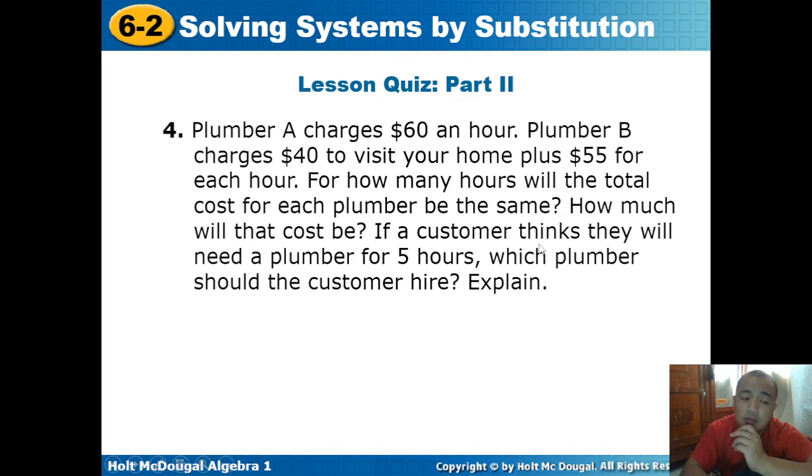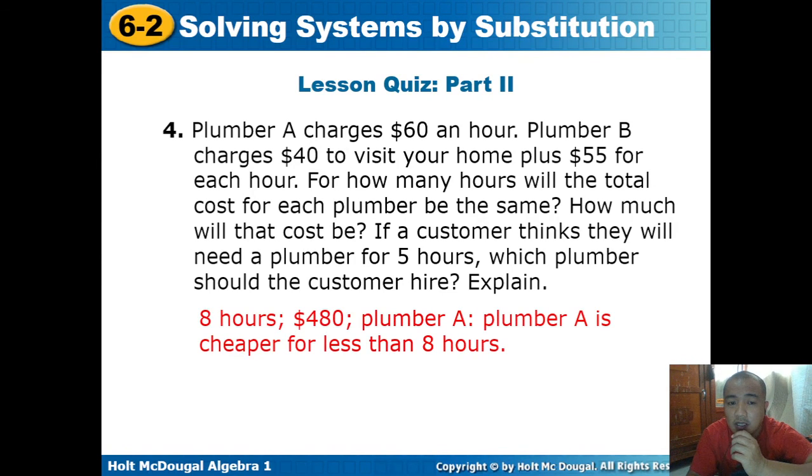This has the same solution as in our previous examples, so just follow the steps. This is the answer. 8 hours for the first question: for how many hours will the total cost for each plumber be the same? 8 hours. How much will that cost be? $480. And which plumber should the customer hire? Plumber A. Plumber A is cheaper for less than 8 hours.